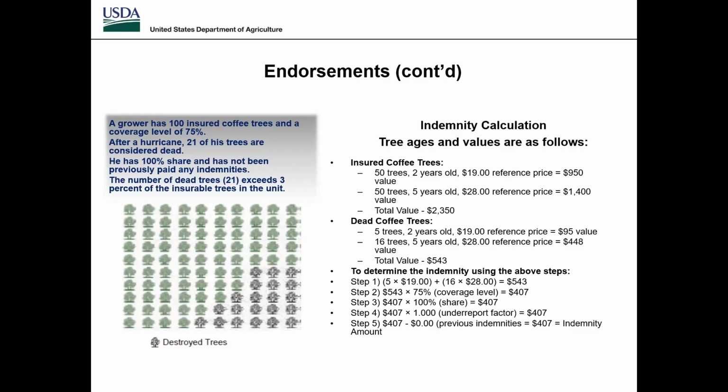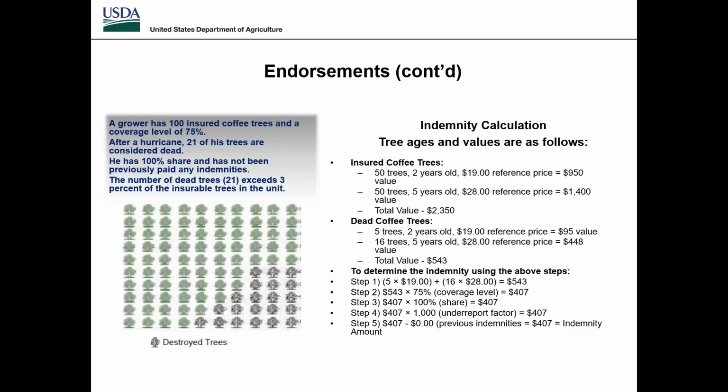For the 21 dead coffee trees, we have 5 trees that are 2 years old, and they would again get that $19 reference price, totaling $95 value. And the 16 trees are 5 years old, receiving a $28 reference price, equaling $448 value. Using step 1 below, we would then total these values and we would get $543.